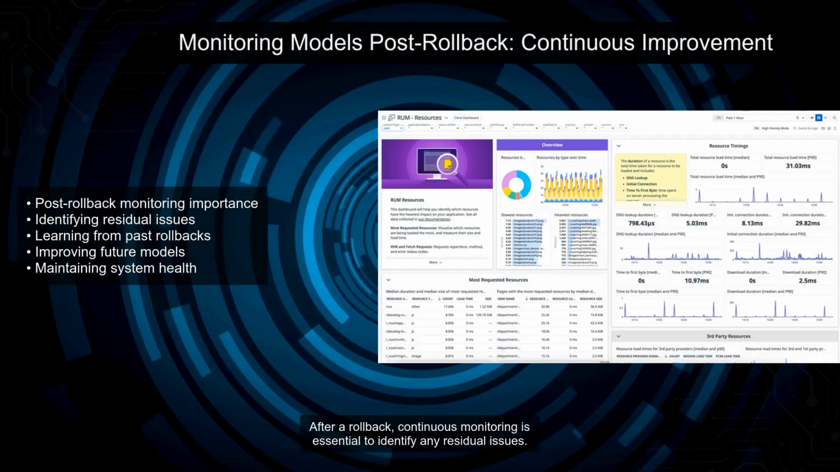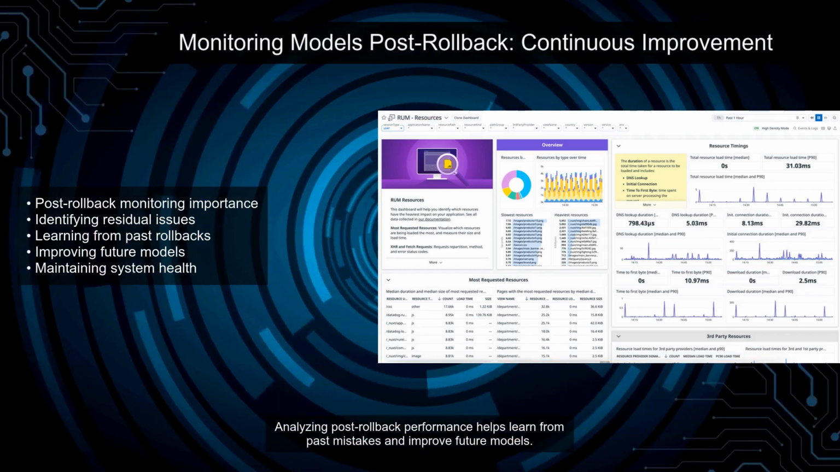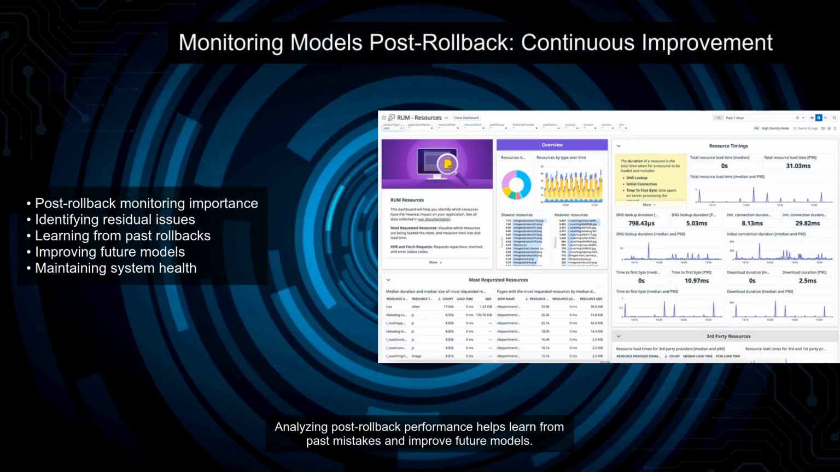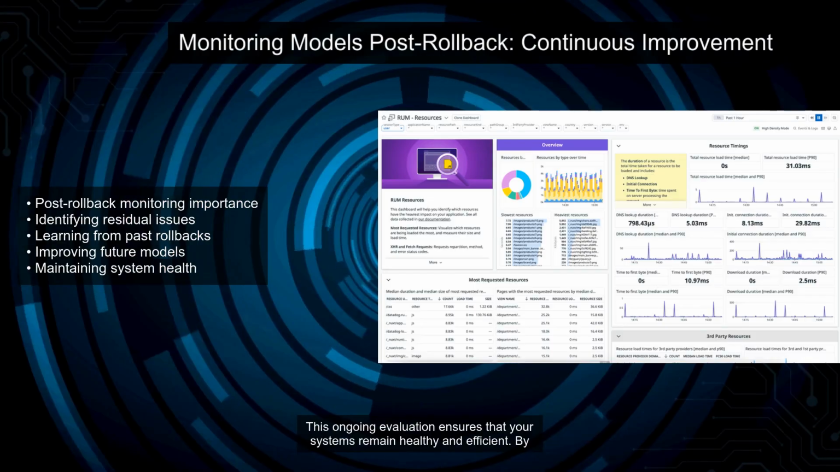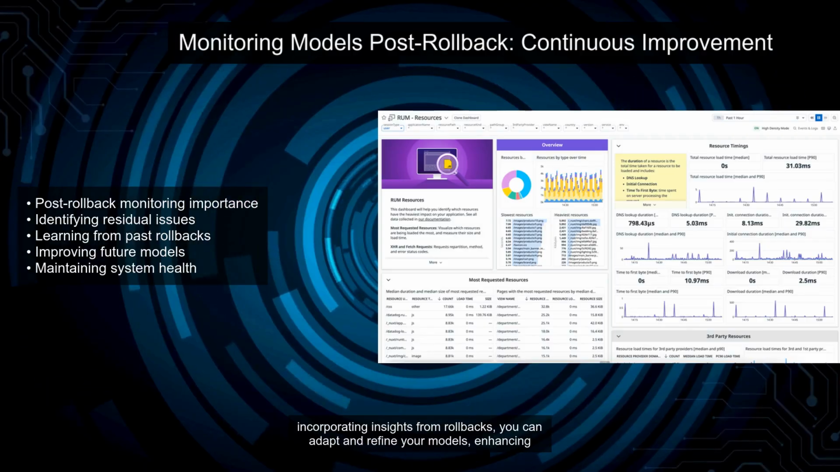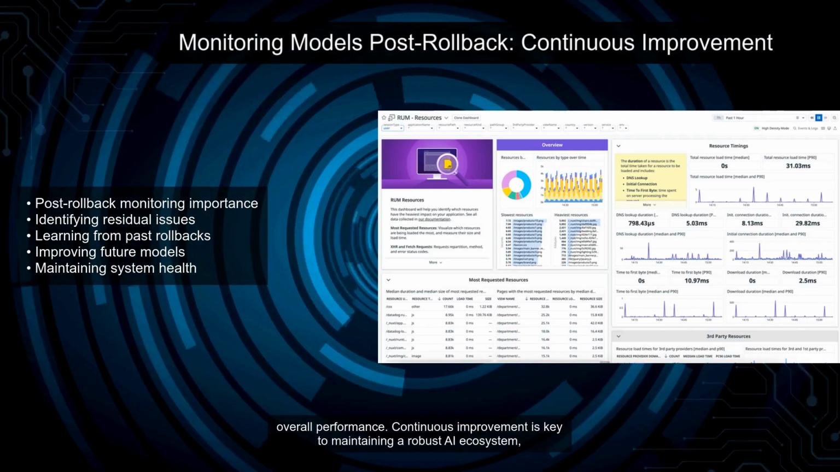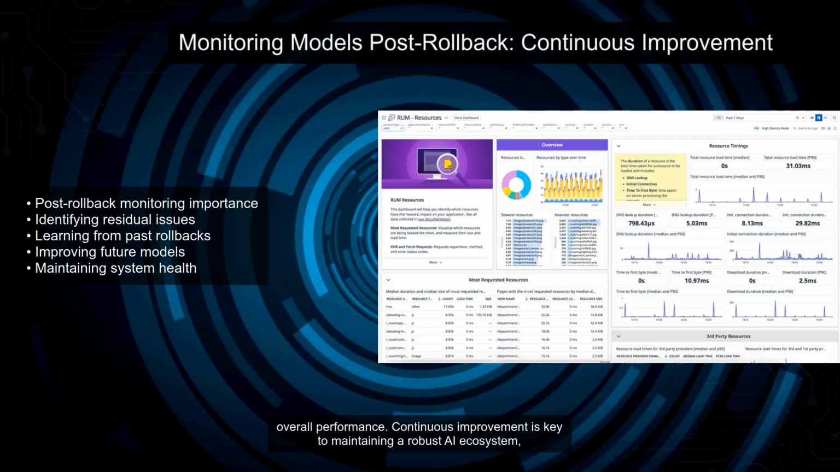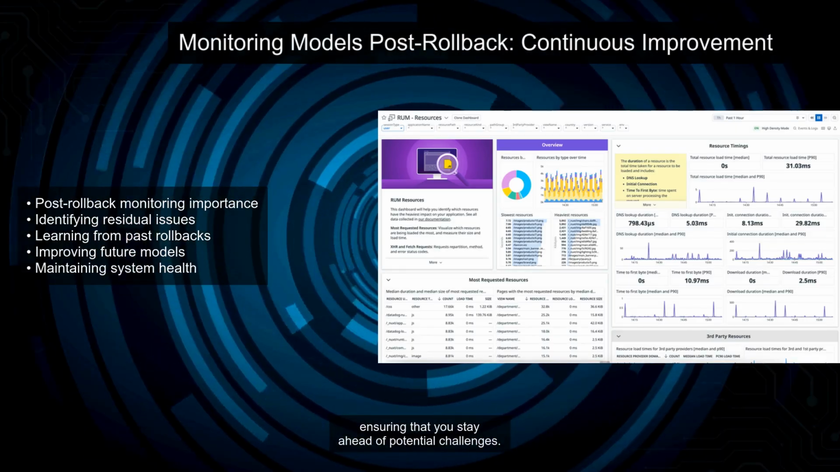After a rollback, continuous monitoring is essential to identify any residual issues. Analyzing post-rollback performance helps learn from past mistakes and improve future models. This ongoing evaluation ensures that your systems remain healthy and efficient. By incorporating insights from rollbacks, you can adapt and refine your models, enhancing overall performance. Continuous improvement is key to maintaining a robust AI ecosystem, ensuring that you stay ahead of potential challenges.